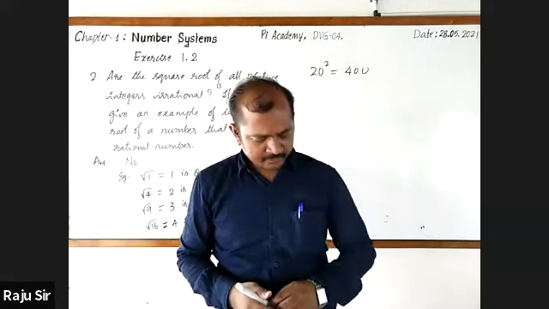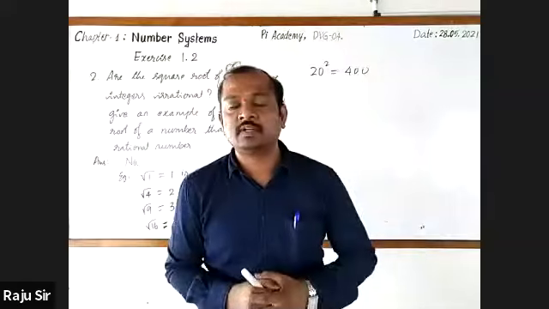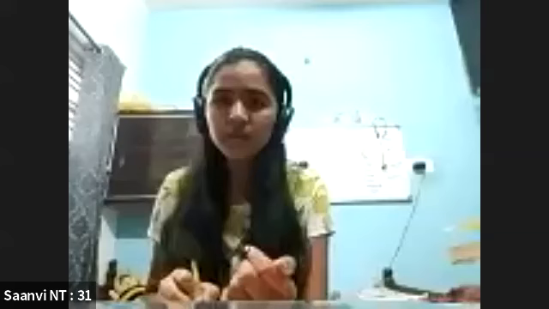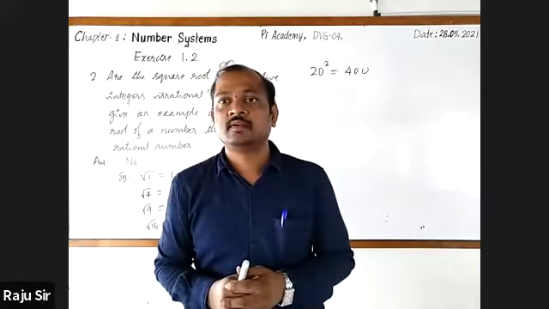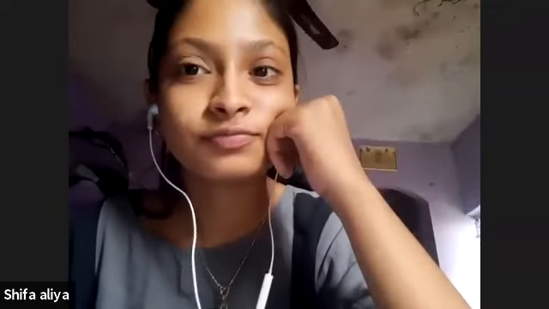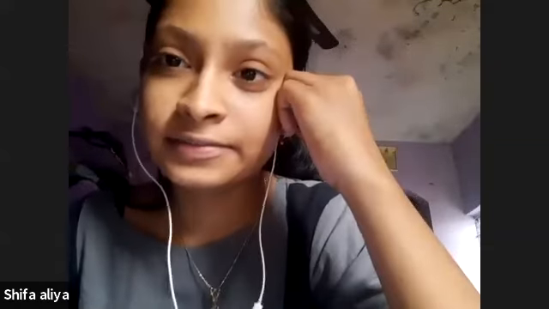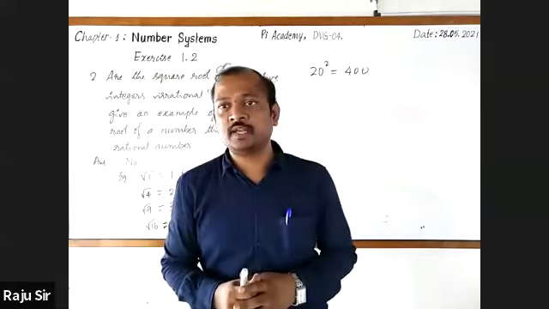Sanvi N. Yes, sir. What is 21 square? 441. 22 square? 484. 23 square? 529. Very good. 24 square? 576. 25 square? 625. 26 square? 676. Excellent.